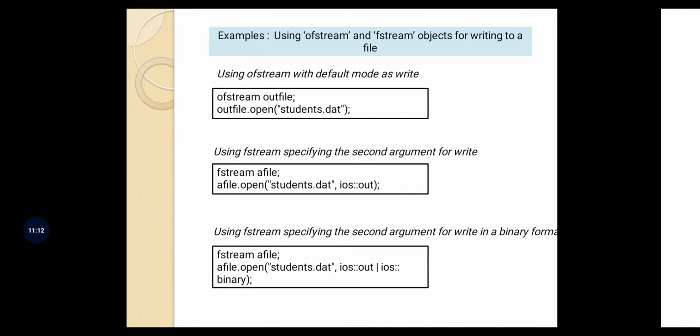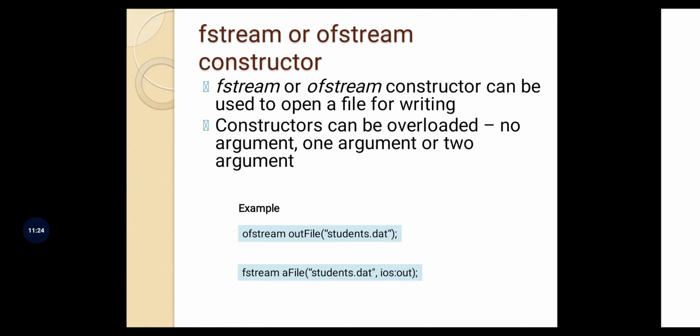Okay, so what we saw was how to open a file using the open member function. Next what we're going to discuss is how we can open the file by using the constructor, and it's very simple. If you use ofstream, by default the mode is write, that is out, right? So you don't need to specify. When you're creating an object of the ofstream class, you can pass the first argument, which is the file location and the name, in the constructor as an argument. This will directly open that file.